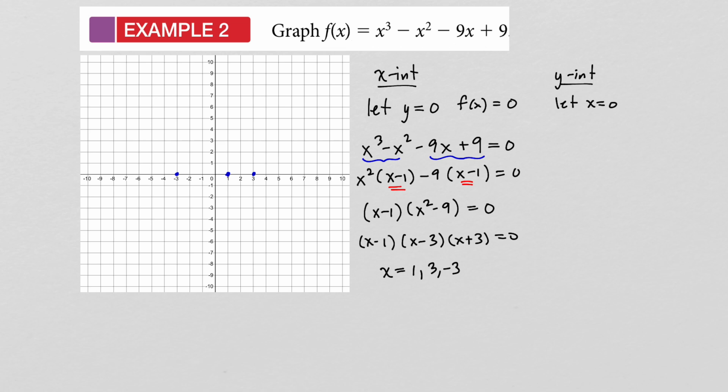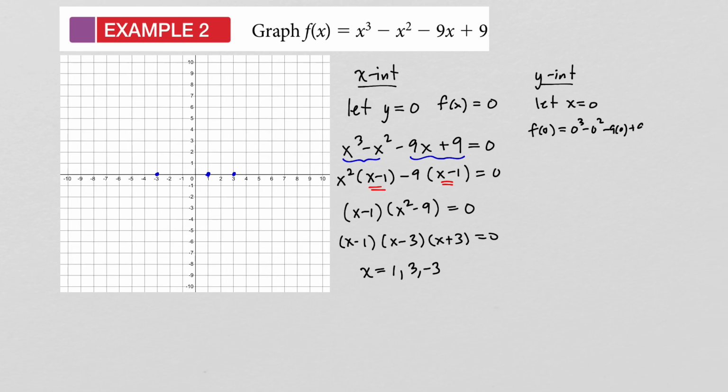What we're doing here is we're plugging 0 into the function. So we're finding f of 0, which is 0 cubed minus 0 squared minus 9 times 0 plus 9. And of course, that tells us f of 0 is equal to 9. So the y-intercept is at the point (0, 9).